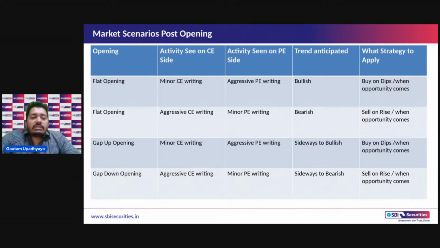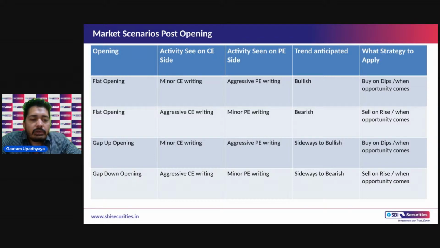See, the market is extremely challenging. There are many times when the market will open gap up or gap down, but the challenge is how do we trade once the market has actually opened. If the opening is flat, then we have to track the OI data. This OI data is basically tracked from the NSE option chain, the data available in the NSE option chain.